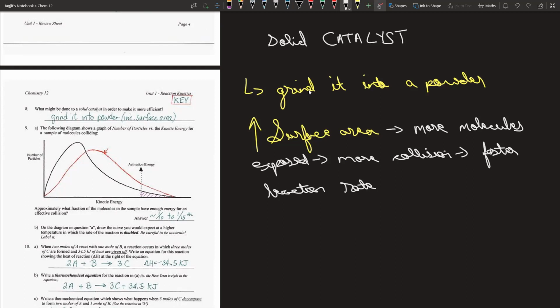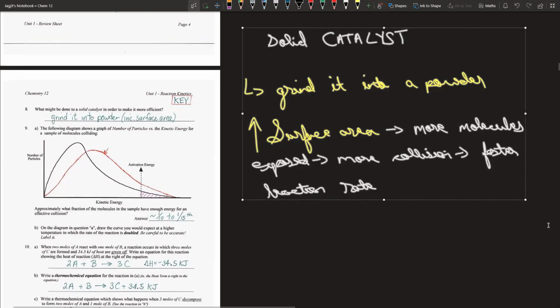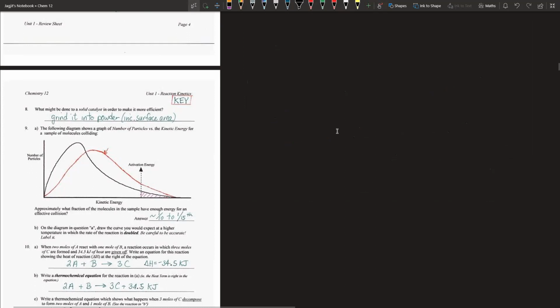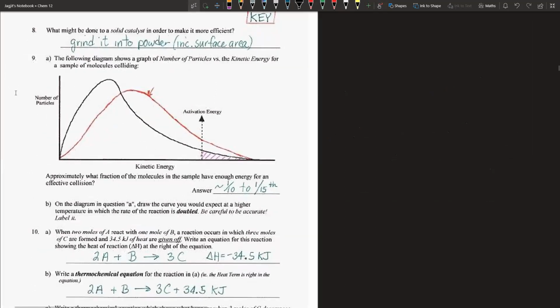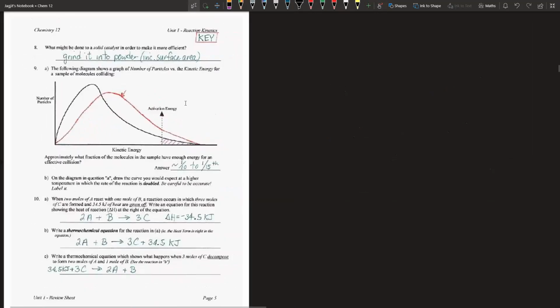So remember this. First one we talked about was temperature. Second one we talked about was the catalyst. And the third one, if your catalyst is a solid, grind it and make it into a powder. It will make it more efficient because the surface area will be increased. Okay, good. Question number 9. This question is usually on the test, so I want you to remember this.